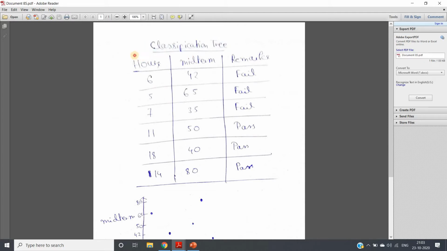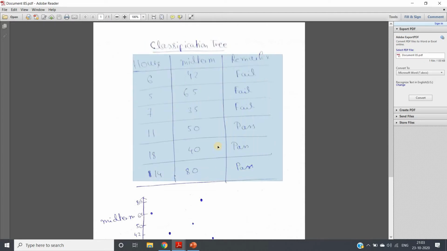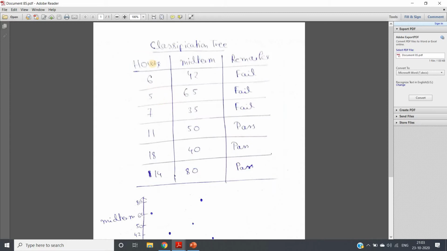For the discussion purpose, I have taken one small data set where my input features are the total number of hours studied per day, and the midterm score. Based on the midterm score of an individual student and the total number of hours studied per day, we have to predict whether the student has passed the final exam or failed. So you can understand this is binary classification.